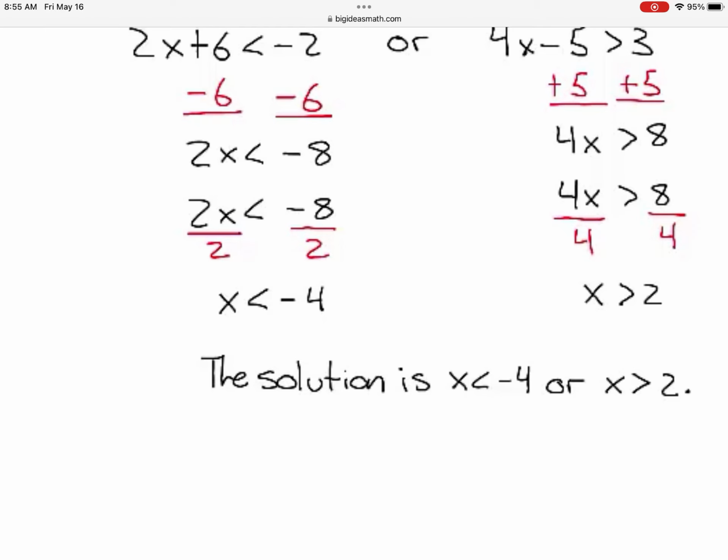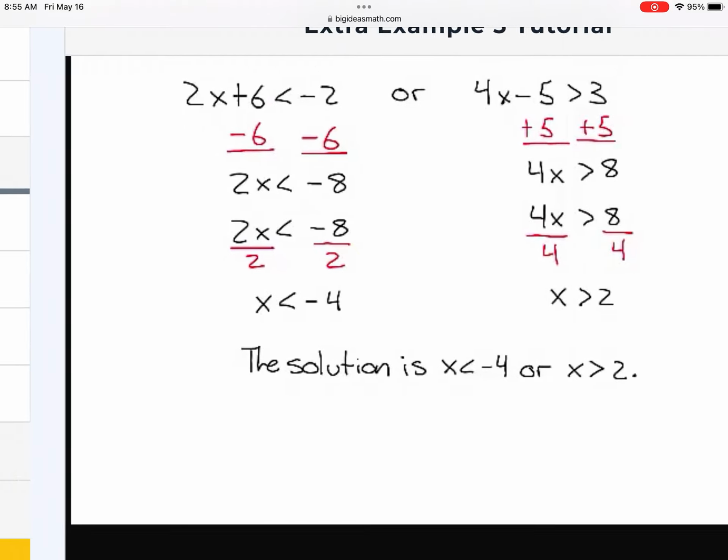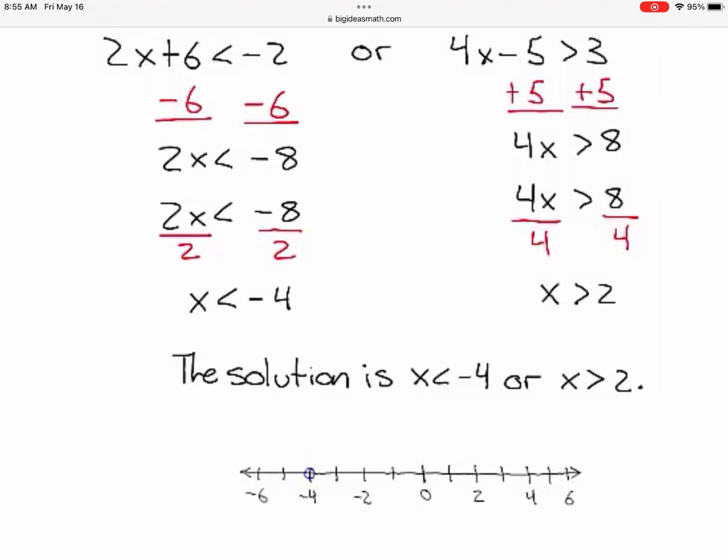Next, graph the solution on a number line. To graph the solution, graph x < -4 and graph x > 2. First, graph x < -4. Because -4 is not a solution, use an open circle at -4. Because x is less than -4, shade the line to the left of -4.